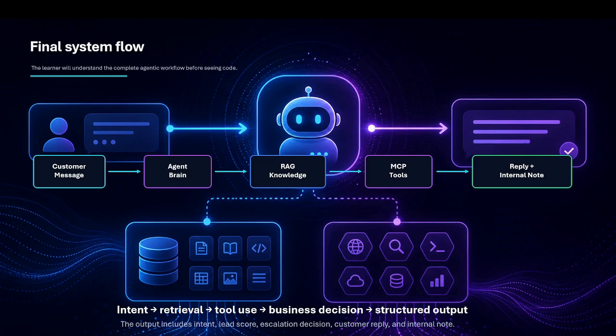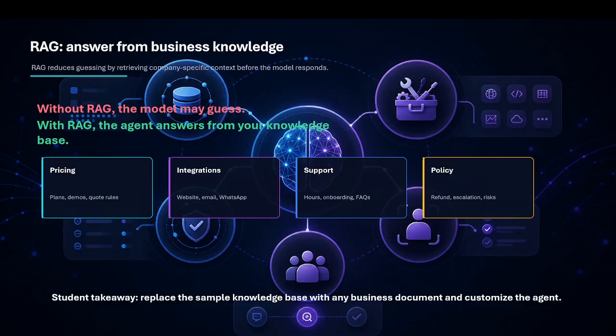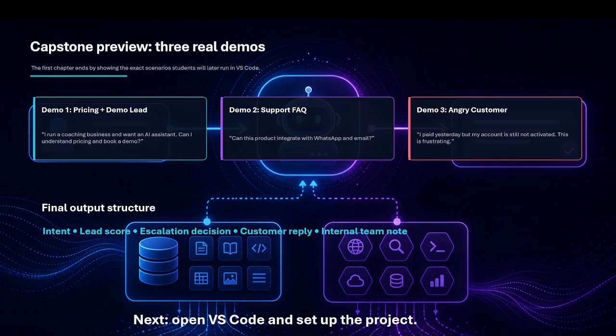So the final output will not be only a paragraph. It will be structured. We want the agent to give us intent, lead score, escalation decision, customer reply, and internal note. That structure is what makes the project feel like a real business application.